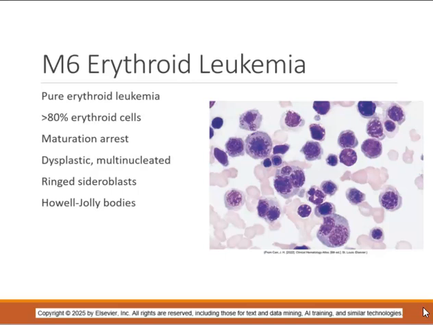In other words, with ring sideroblasts, usually it's done in the bone marrow, but when you have this type of leukemia, it can be done in the peripheral blood. So it's that Prussian blue stain that will stain the iron around the nucleus of a red cell, hence a ringed sideroblast.